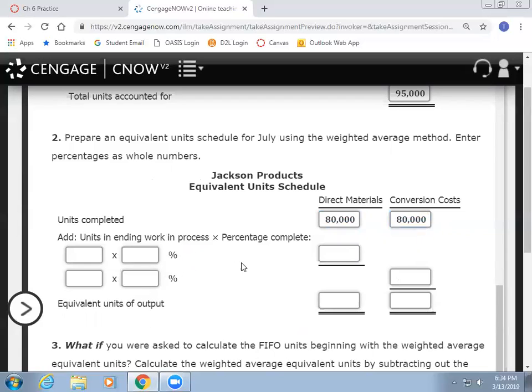Okay. Units completed and transferred out were 80,000. And then we just need to calculate the equivalent units of production for ending work in process. Well, again, it tells us 15,000 units. It told us materials were added at the beginning, so our materials are 100% complete. So we have 15,000 of ending materials. And we were 80% complete in regards to conversion. So there we have 12,000.